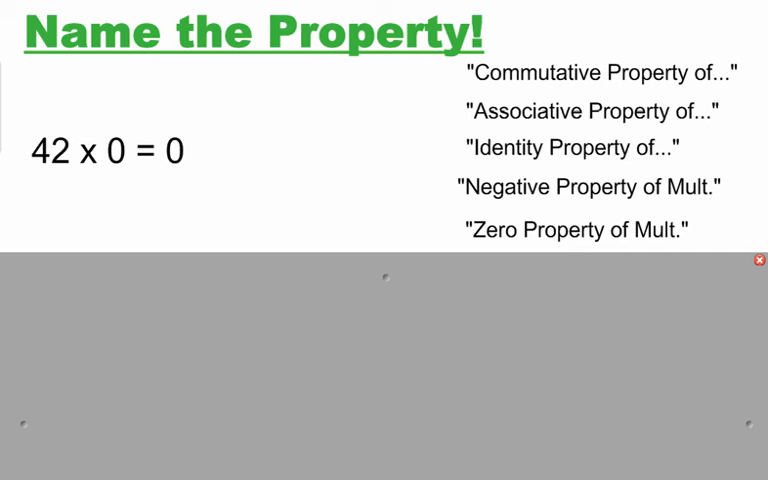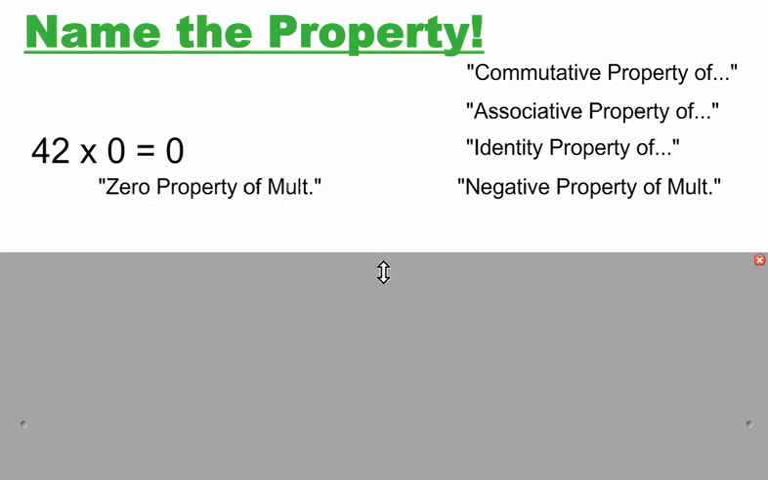But all right, 42 times 0 equals 0. What property is that? All right, so there I added the properties there. So we have the commutative property of either, remember, it's addition or multiplication. Associative property and identity property also for addition or multiplication. The negative property and the 0 property are just talking about multiplication there. So 42 times 0. Well, you're multiplying by 0. It becomes 0. I believe that is the 0 property of multiplication.